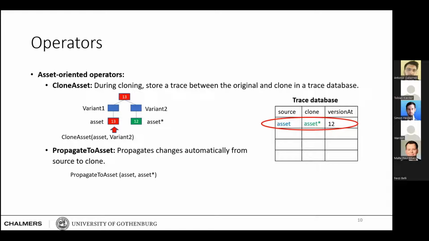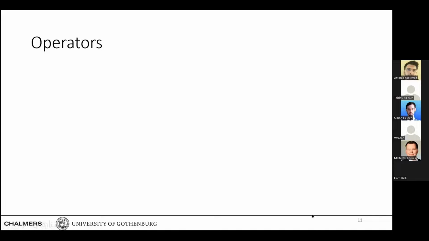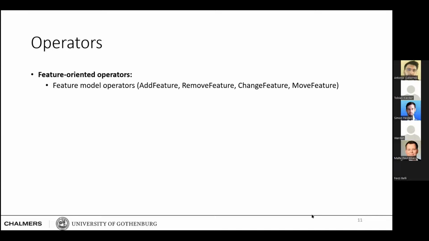It would automatically detect the changes made in the asset and propagate them to the clone, and also store a trace between the asset and its clone, marking the last version at which the asset was synchronized. So with this, we have the asset-oriented operators, but then we also have feature-oriented operators.